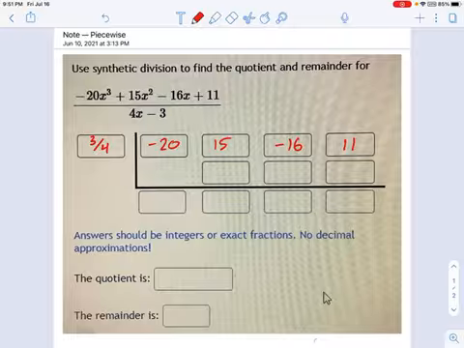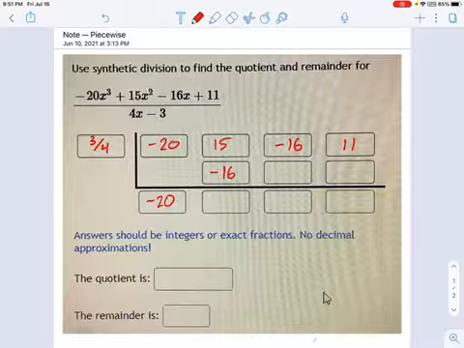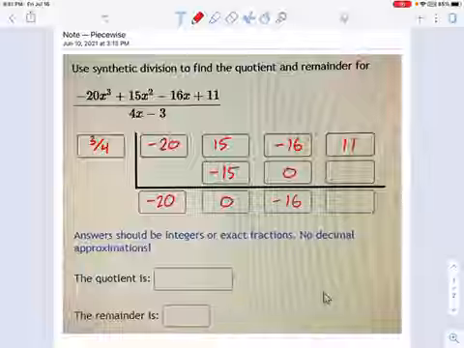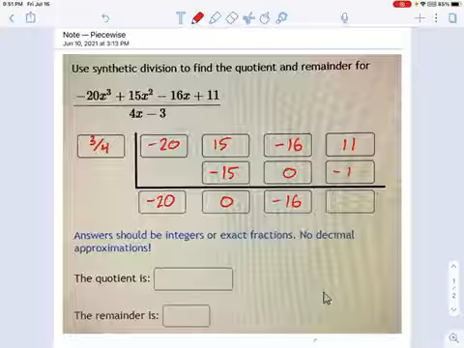Okay, now I have the coefficients written in there, and we're going to go through the synthetic procedure just as normal. It's more complicated because you have a fraction there, but other than that, all the rules work the same. So negative 20 comes down, times 3/4 makes negative 16. Excuse me, that's negative 15. Add these up, you get 0, times 3/4 is 0. Add these up, you get negative 16, times 3/4, negative 12. Add them up, you get negative 1.